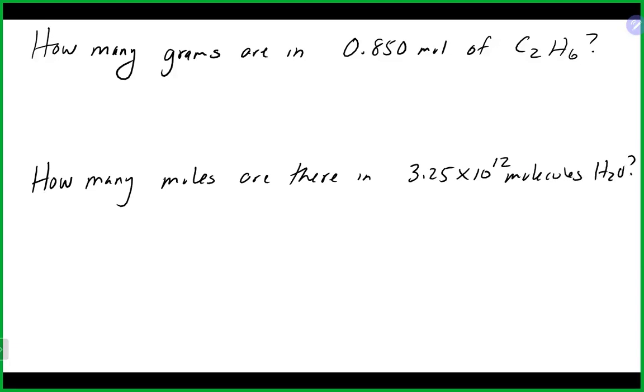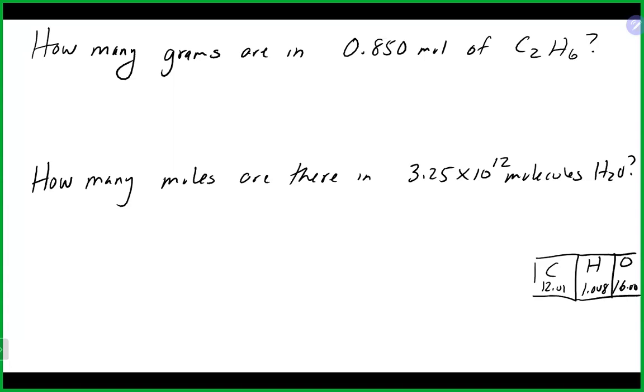I want to give you some periodic table stuff that might be helpful. We got, I'll do it down here maybe. We got carbon, that's 12.01. Hydrogen, 1.008. Oxygen, 16. The first one, we want to know how many grams there are in 0.85 moles of C2H6.